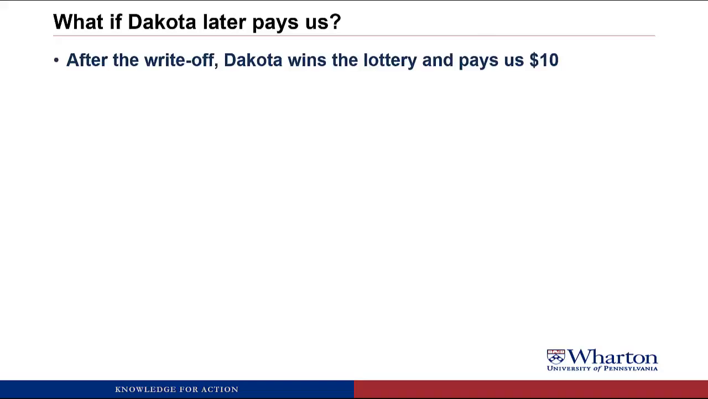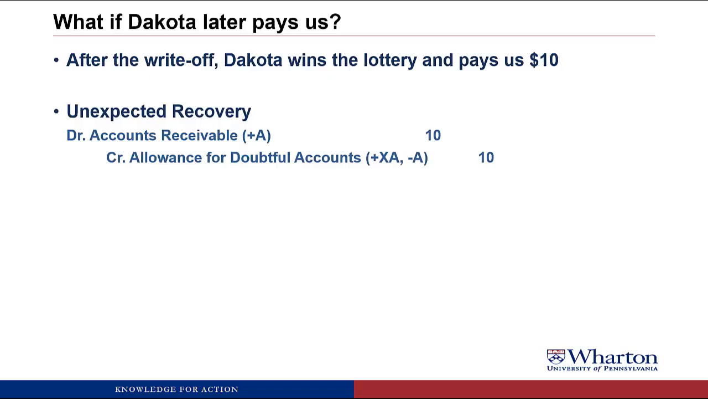After the write-off, Dakota won the lottery, and one of the first things Dakota decided to do was pay us the $10 that he or she owes us. This would be an unexpected recovery. We need to debit accounts receivable for 10 to restore Dakota's accounts receivable. We also need to credit the allowance for doubtful accounts for 10 to restore the allowance for someone not paying us. Initially, we thought it was Dakota that was not going to pay us, but we found out that Dakota actually came through. So we have to put the allowance back to have it there for someone else to not pay us in the future.